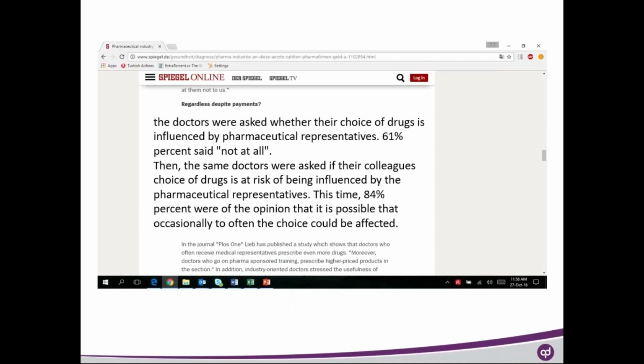But they interestingly note that when the same respondents, physicians to the same survey, were asked if their colleagues' choice of drugs is at risk of being influenced by the pharmaceutical representatives, this time 84% of the physicians were of the opinion that it is possible that occasionally, too often, the choice of drug prescription written by an HCP could be affected based on the influence carried by pharmaceutical representatives. So one could argue this may be the holier-than-thou argument, but another aspect is that maybe it is an opportunity for self-reflection or self-awareness, because the two percentages are significantly different and noticeable.